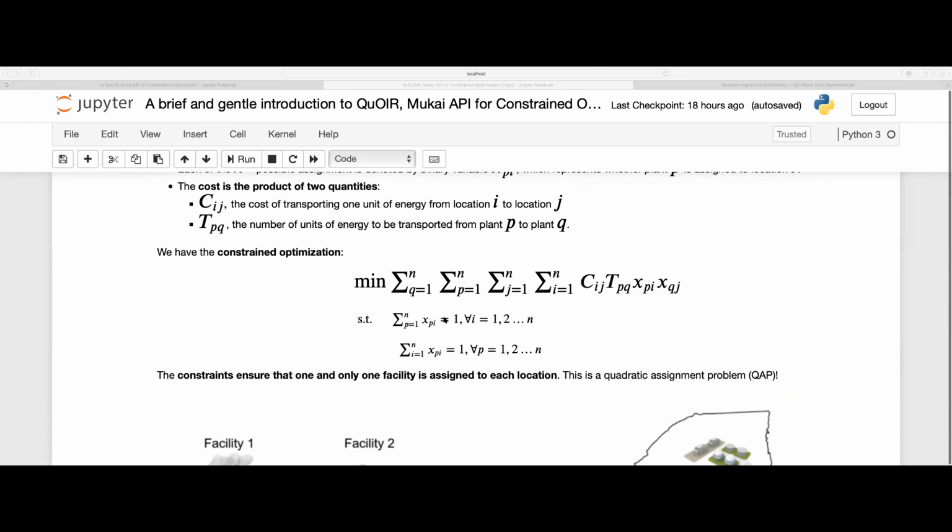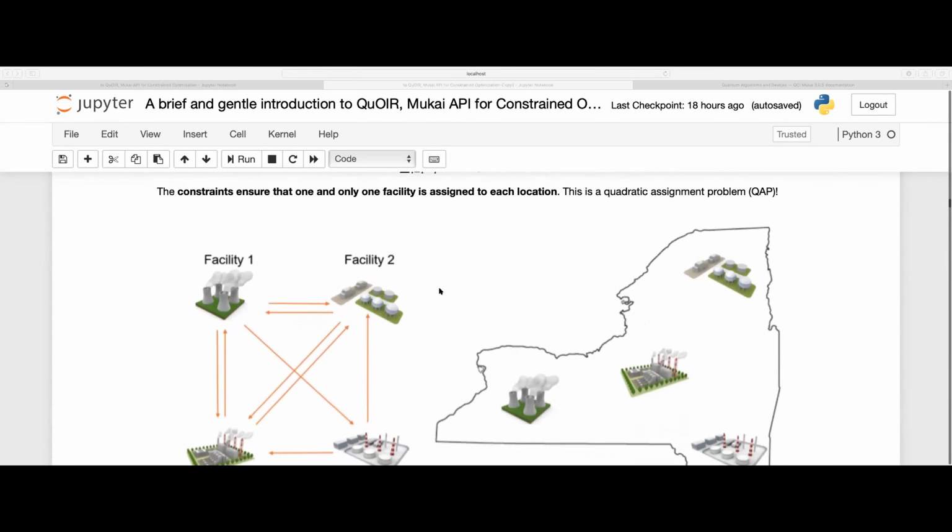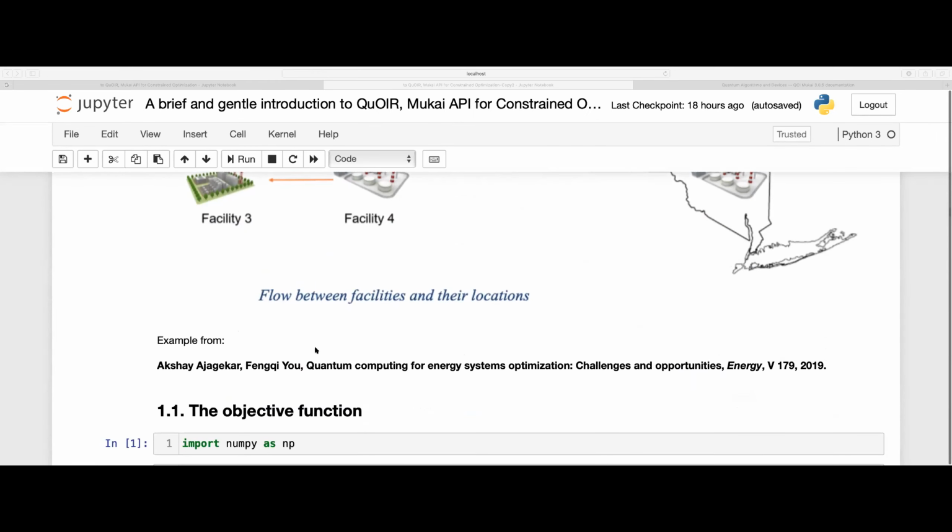The two sets of equations here are the constraints, which ensure that only one facility is assigned to each location. People familiar with this type of mathematics will recognize this is just an instance of the quadratic assignment problem. And the example was taken from the paper I'm pointing to here.